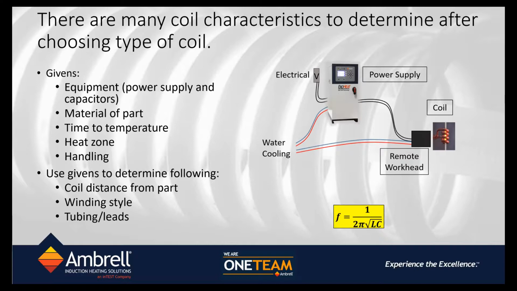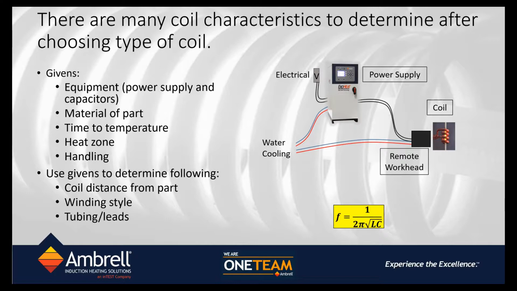So once you determine what type of coil you're going to use, which is determined by the handling system that is being employed, the way it's going to heat, the type of metal, whether it's on a conveyor or on a turntable, then you have to determine what induction power supply you have before you can say, well, is the coil going to work? You have to basically figure out what's the material of the part, how much time you have to heat it, what's the heat zone requirement, and obviously the handling plays an important part.